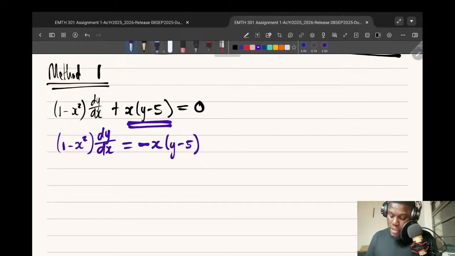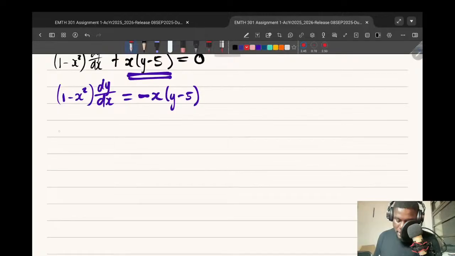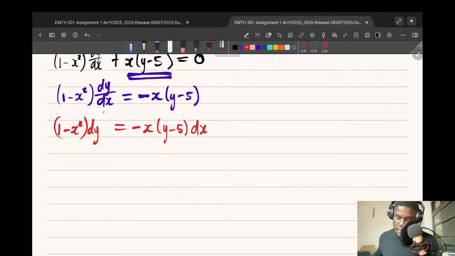Now what you're going to do, we said that everything with y has to go to the left-hand side because that's where dy is going to be on top. Then dx will go to the right with everything with x. So first of all, I can start by taking dx itself. I'll have 1 minus x squared dy is going to be equal to dx is dividing, goes to the other side, it will multiply. So minus x multiplying y minus 5 of dx.